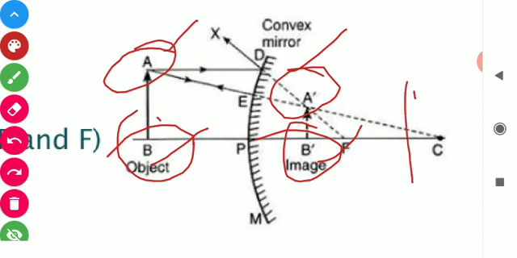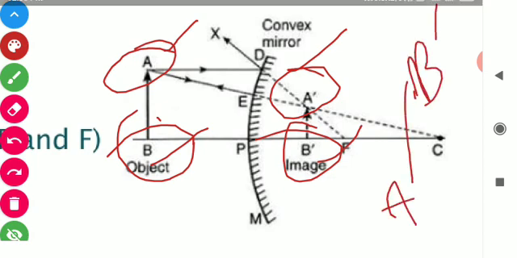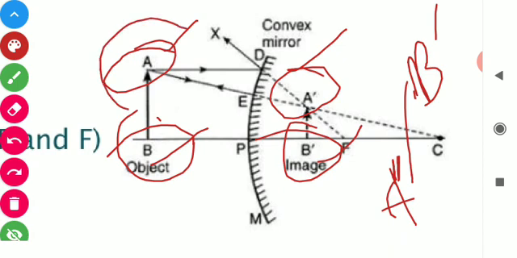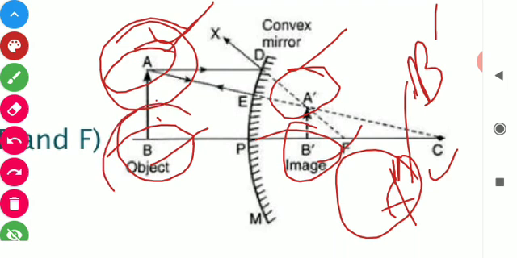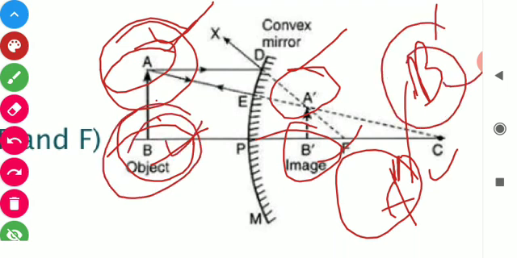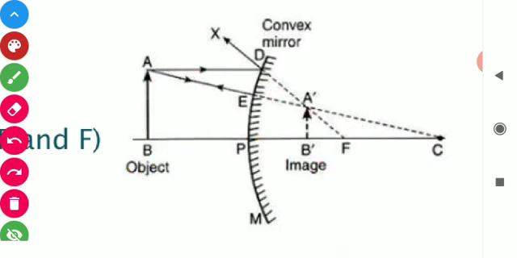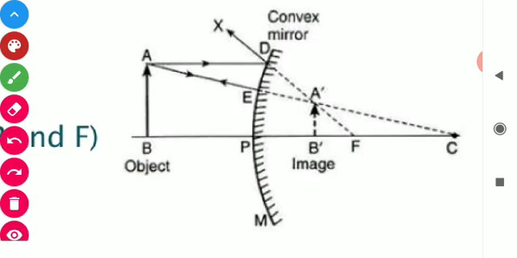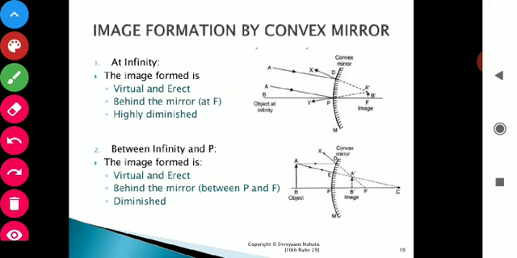Suppose the image is like this, A is up here, down here, B is down here, up here. Then it is the inverted image. So this is the virtual and erect image. So these are the four things we have to write there. Then we complete our formation of the image. So students, these are the four things we have to write.